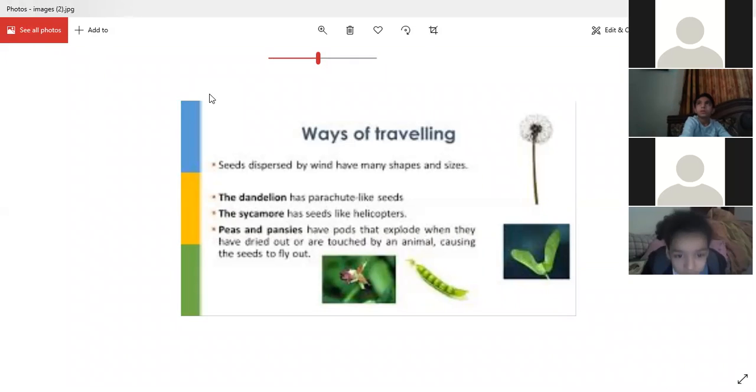अब देखिए जो थर्ड वाली पिक्चर बनी हुई है, इन्होंने एक और हमें फ्लावर का बताया. Then peas have pods that explode when they have dried out and are touched by an animal, causing the seeds to fly out. अभी हमें different तरीके बता रहे हैं that how it travels by winds, by animals and by explosion. इन्होंने हमें peas की example दी है that peas are dispersed by explosion. Dandelion is dispersed by wind, and the third one, the sycamore, is also dispersed by animal.